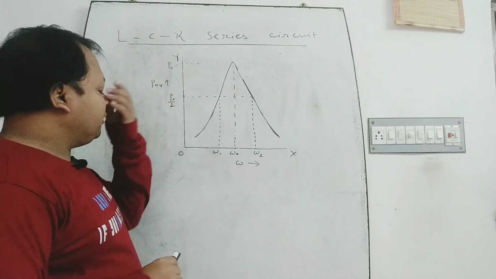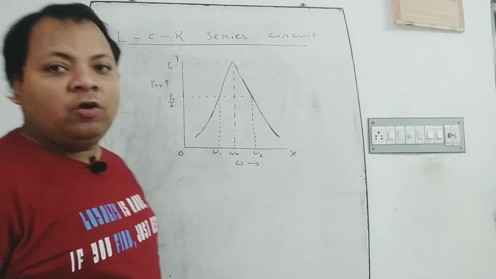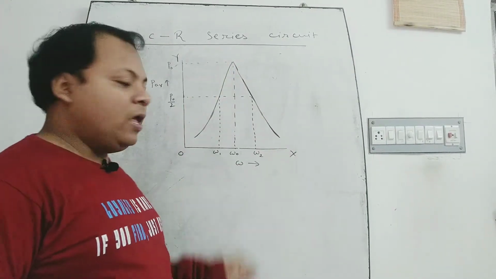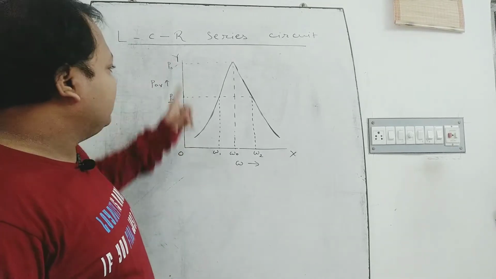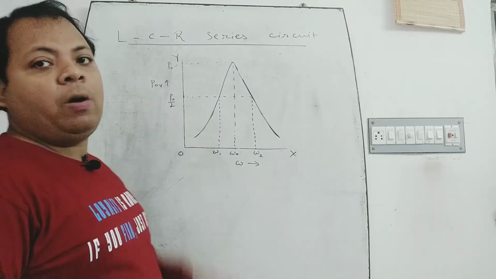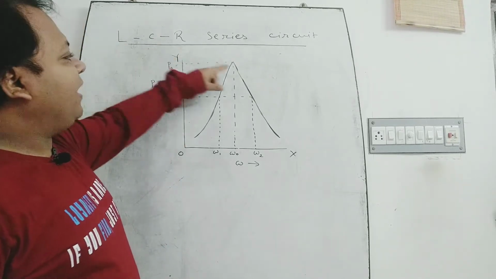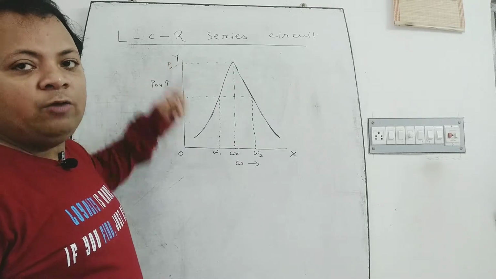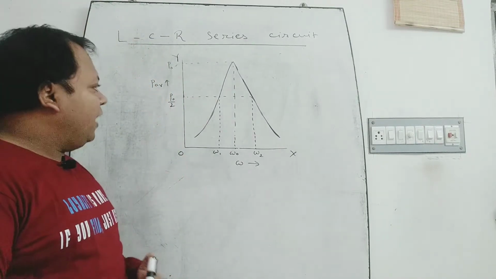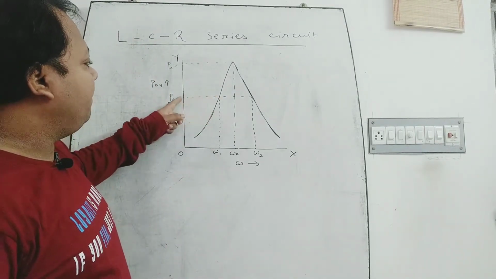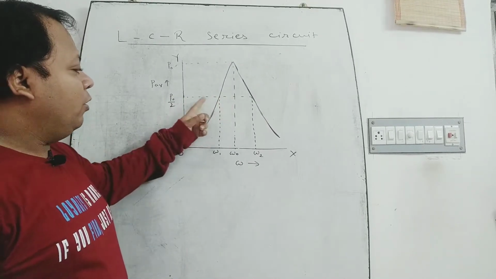If we plot the power dissipated in the LCR circuit with the angular frequency omega, then we can find the graph. The shape of the graph is bell shape. We plot omega along the x-axis and the power along the y-axis. The maximum power or peak value of the power is P0, and the half power is P0 by 2. At the resonance frequency we get the maximum power.